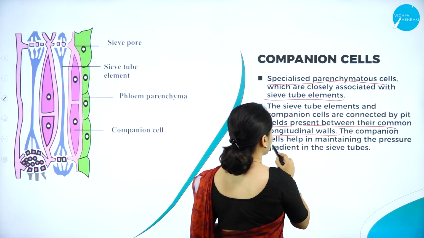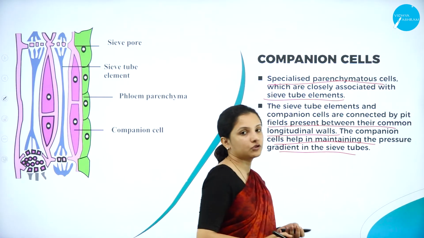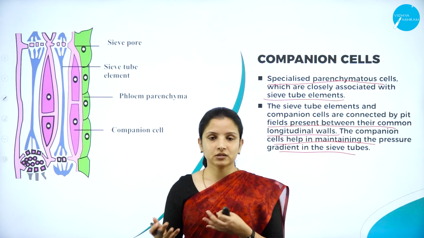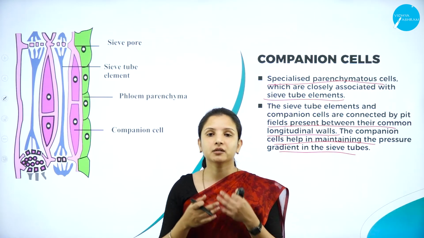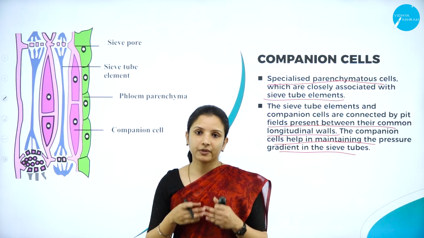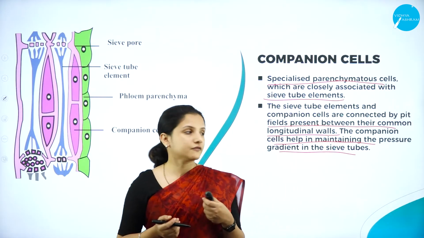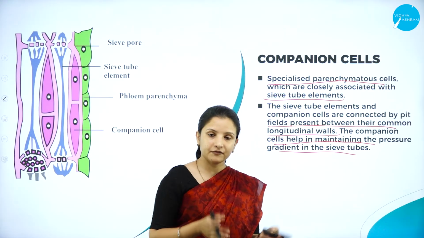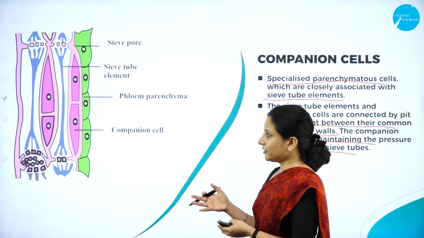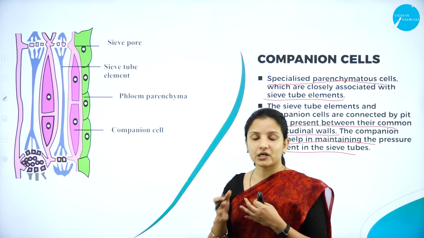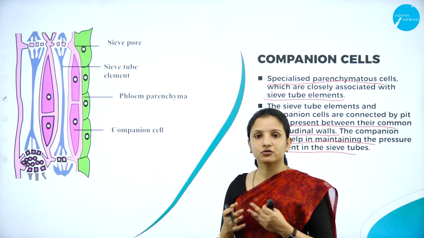takes place, and the companion cells help in maintaining the pressure gradient in the sieve tube. Whatever the external concentration of the solution might be, they help in maintaining the turgor pressure gradient in the sieve tube element. So that is one of the functions of the companion cells. The sieve tube elements control the functioning of the nucleus of the companion cells, and the companion cells in turn maintain a pressure gradient in the sieve tube element. Therefore they are closely associated with one another.